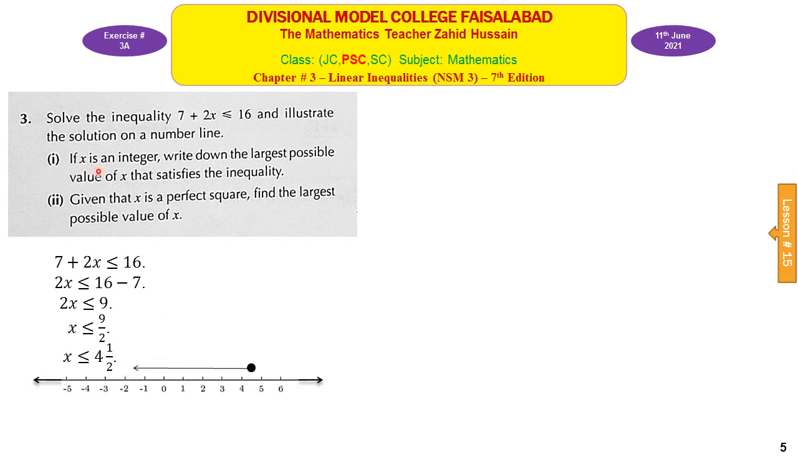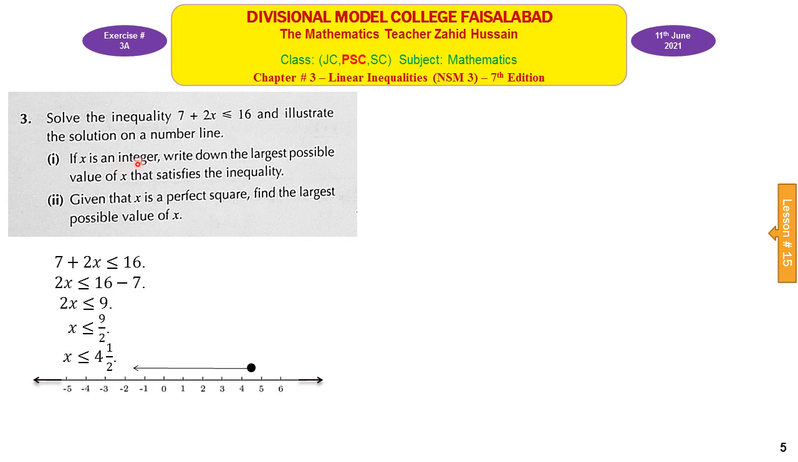Now in the first part you are asked that if x is an integer. Integers are whole numbers and their negatives. All the whole numbers and negatives of the whole numbers. We know that whole numbers are 0, 1, 2, 3, 4, 5. Their negatives will be -1, -2, -3, -4. Integers cannot be fractions, integers cannot be decimals. So whole numbers are integers.